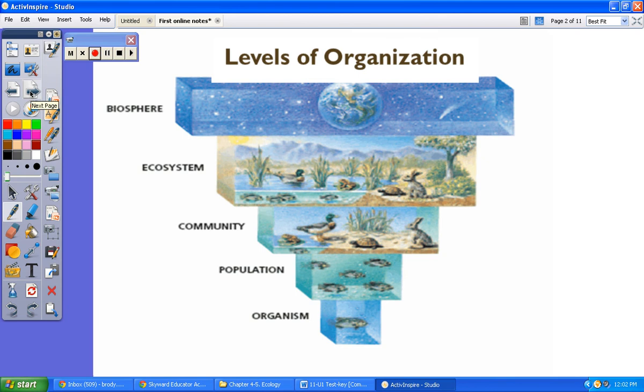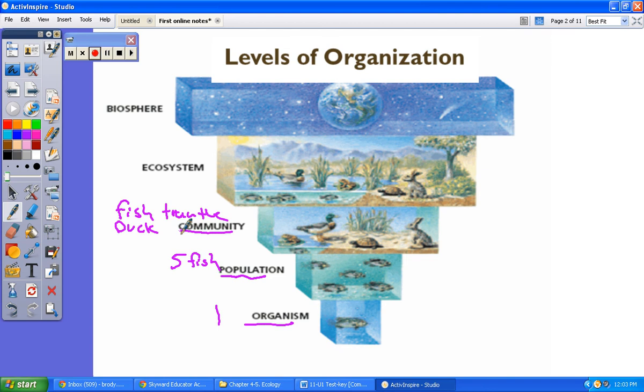Here's the level of organization, and you should have this drawn somewhere in your notes as well. We start with organism at the bottom. So if you take a fish, and then you have a school of fish, we call it a population. So let's say there's one organism in a population. There might be 5 fish. Now if you take a fish with the duck, with the turtle, you put those into a community because they all interact with each other.